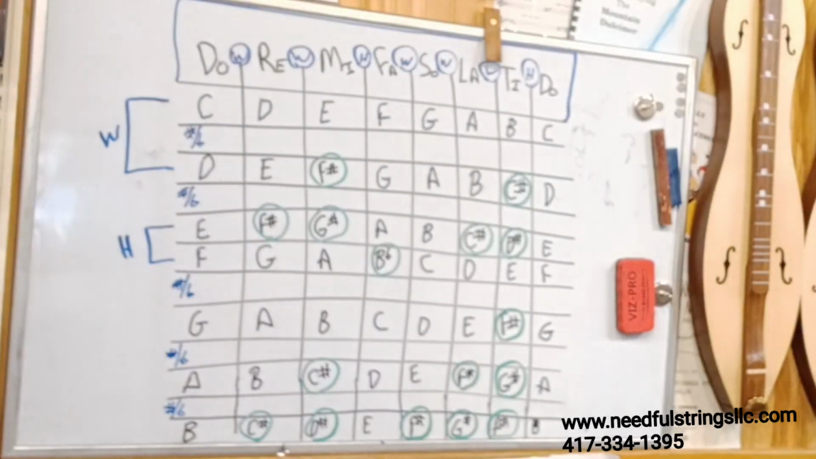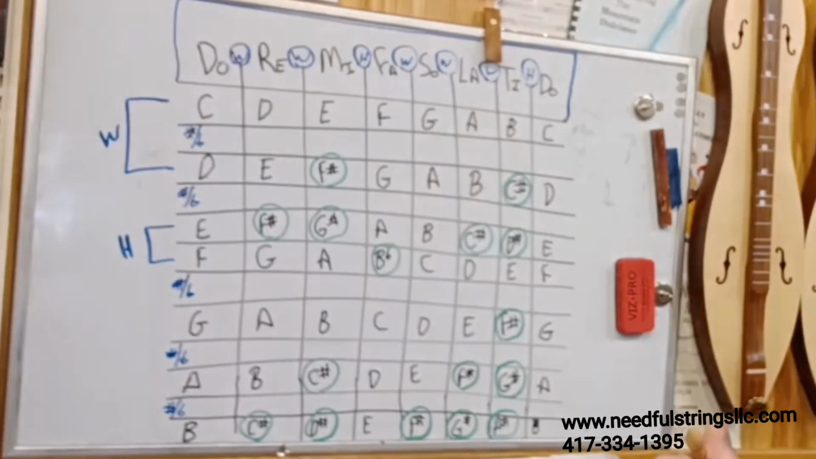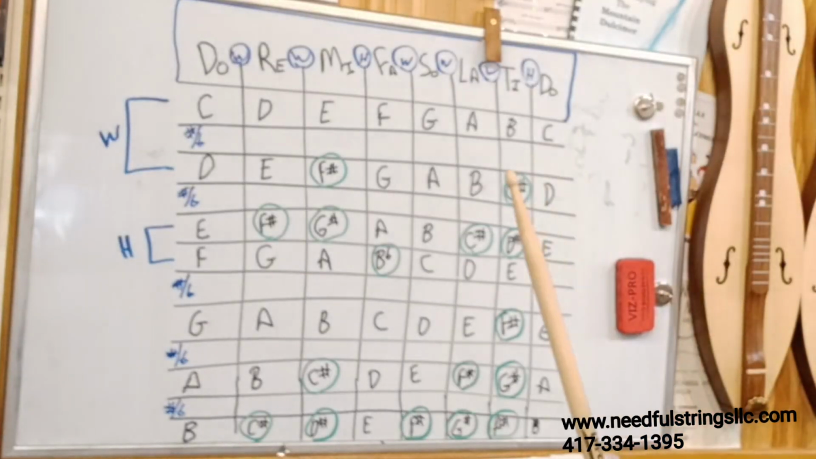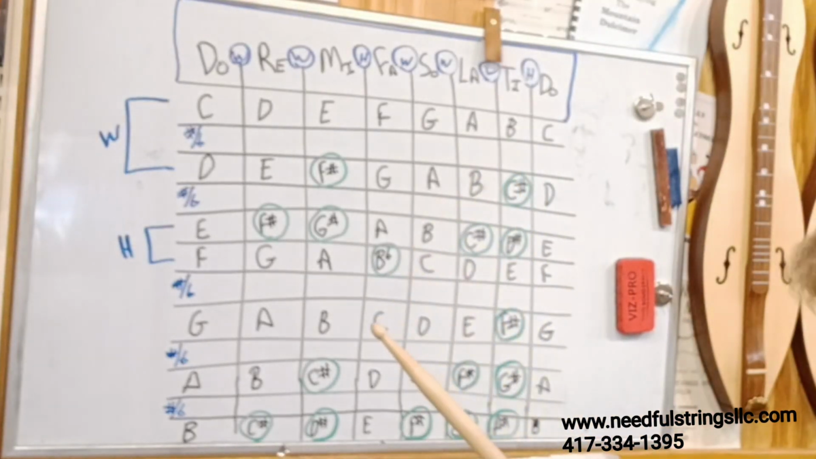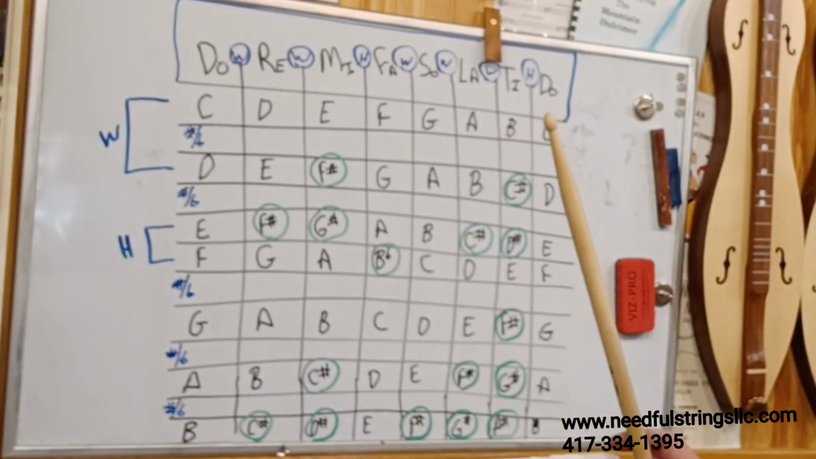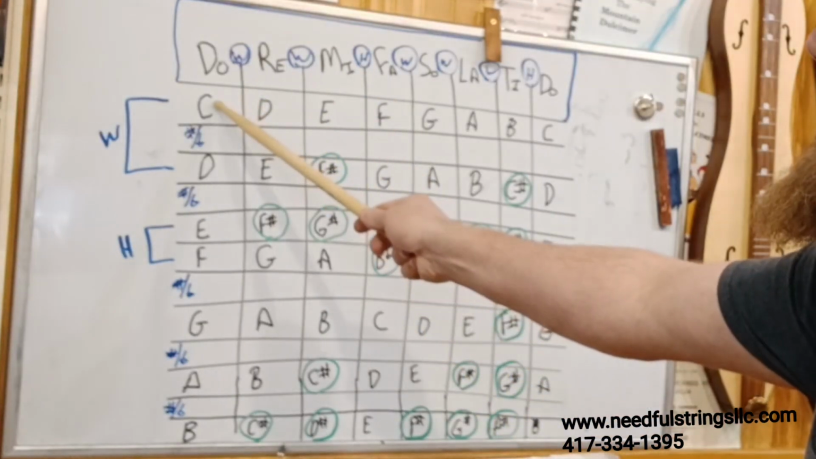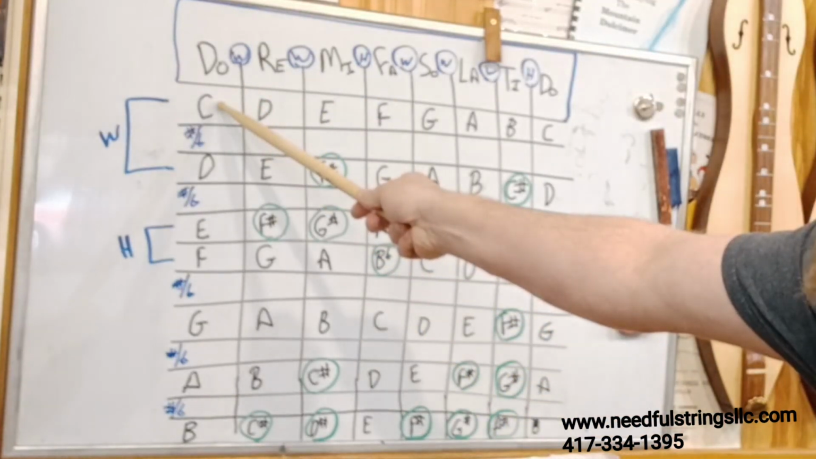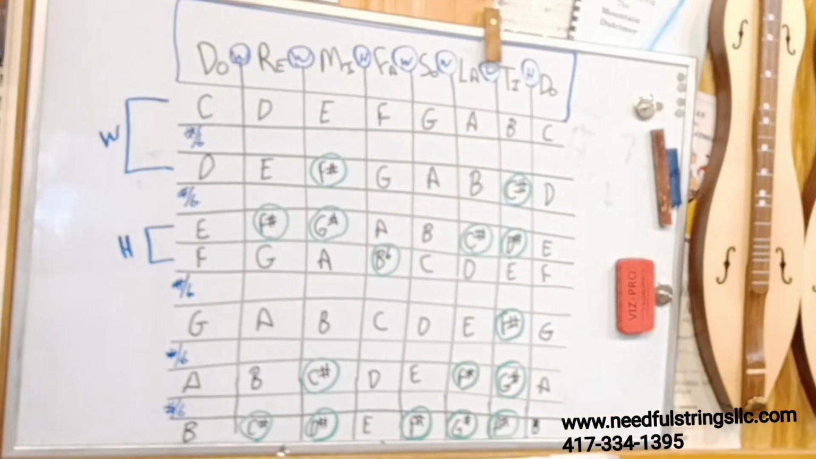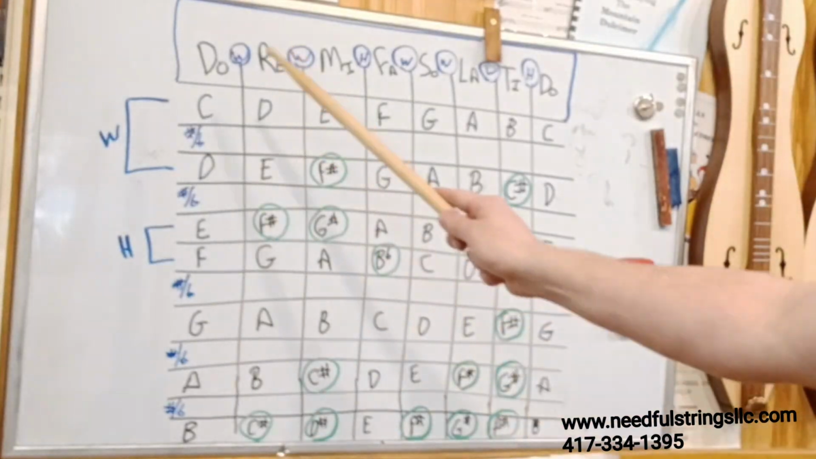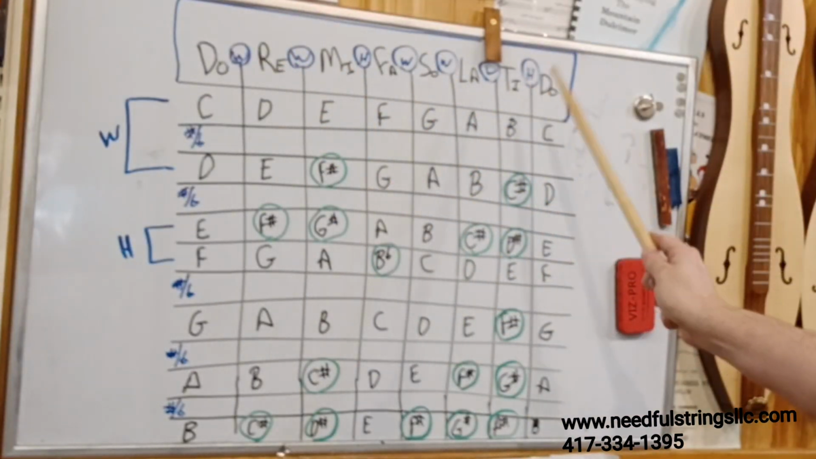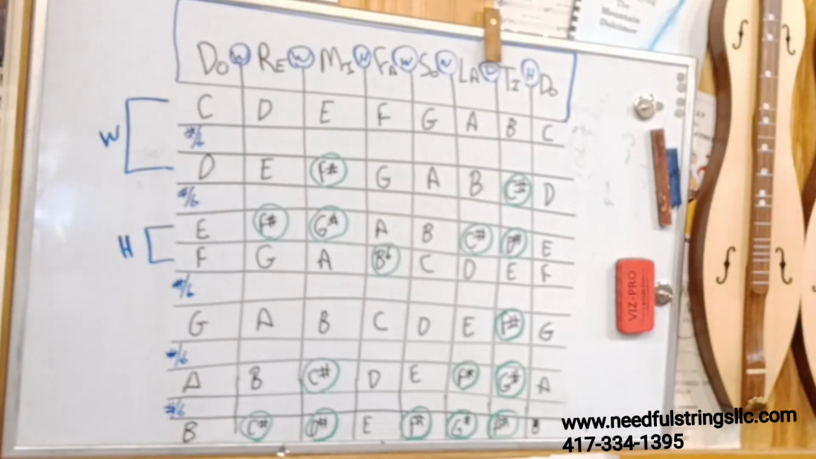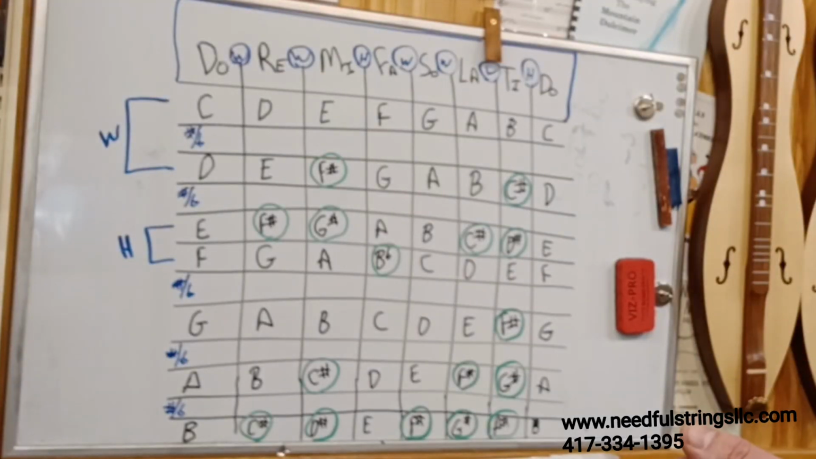There's not going to be a lesson on this. If you can retain this information, fantastic. But my main goal for this short little video is to show you that C is not always do. C can be any. It can be do, re, mi, fa, sol, la, or ti. And of course, like I said before, it changes.